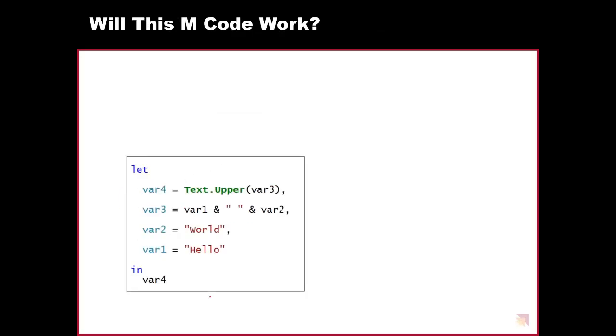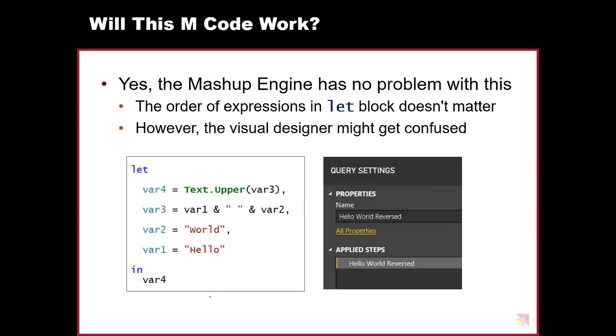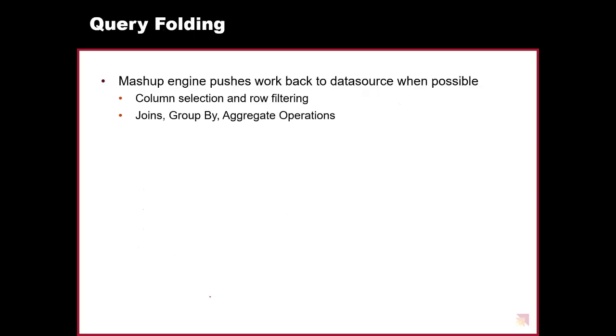Now, what would happen if I took what I had in the last example and I basically just reversed the lines? Would this M code work? And the answer is absolutely. The mashup engine would run this without any problem. The problem that you'll find is that you'll confuse the editor and you won't be able to see the applied steps, or you won't be able to work in the WYSIWYG view anymore. You'll have to work entirely in M code, and once again, that's up to you, and some people like doing that, just because they have more control, their M code's more manageable.